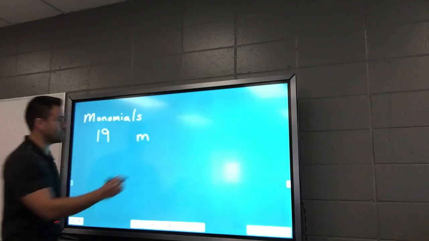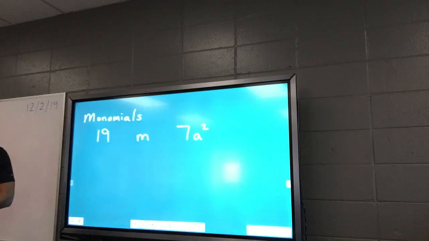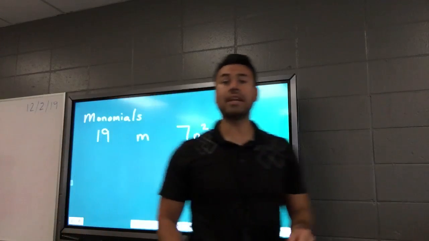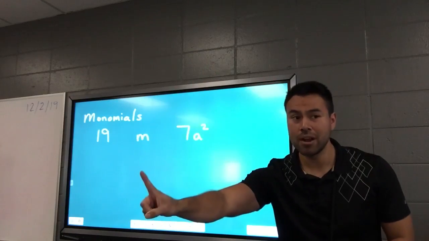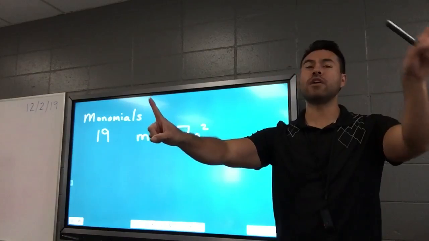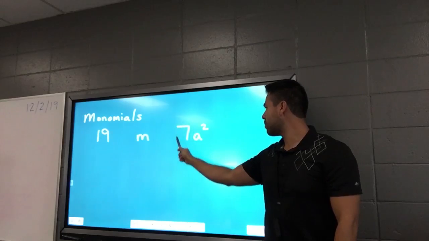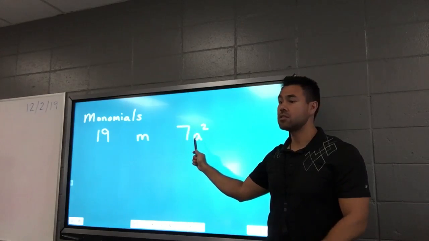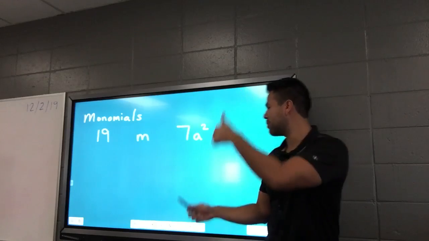What about this one? Is that a monomial? Well, is it just a number? No. Is it just a variable? No. But what's that third type? A product of a number and one or more variables. Is this a product? Yes. Here's my number, and here's my variable. How many a's do I really have? 2. So it's 7 times a times a. That's still a product. It is a monomial.